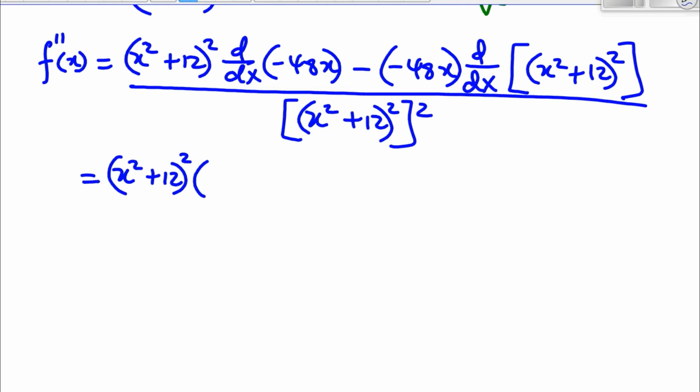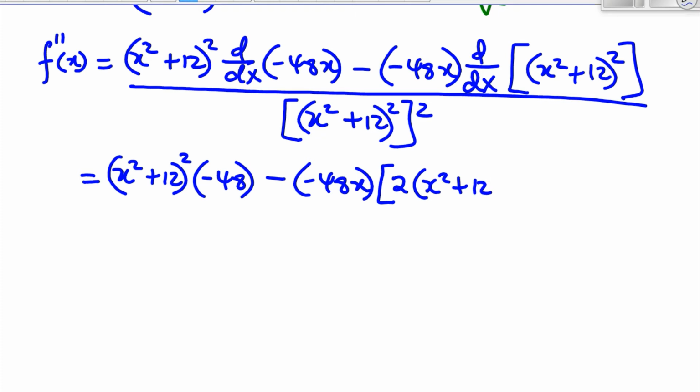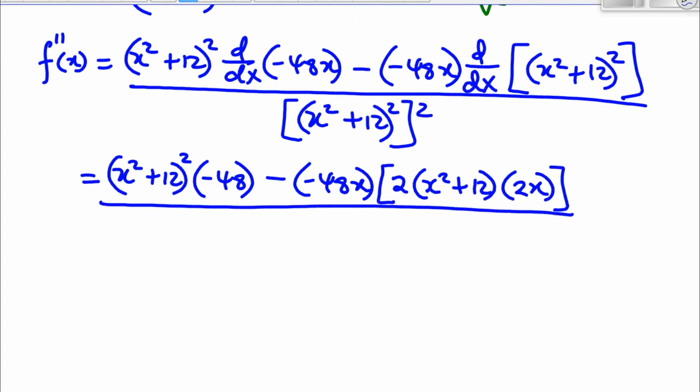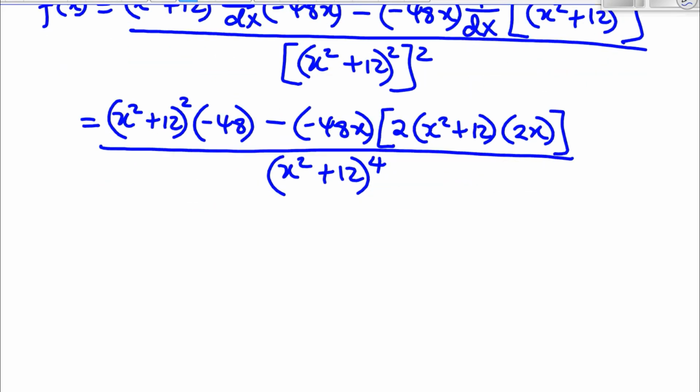Now if we differentiate negative 48x, just negative 48 minus negative 48x. Now we have to apply chain rule here, which will be 2 into x squared plus 12. And so outside, and then inside we have 2x. Done. All this over x squared plus 12 to power 4, because a power over power, you just multiply the powers. All right, let's carry on.